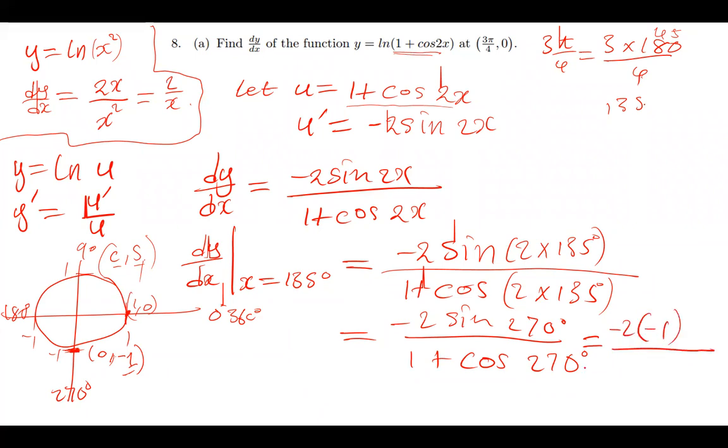Then everything divided by 1 plus cos 270, which corresponds to 0. So cos 270 is simply 0. So -2 times -1 will give us +2. Divide by 1, the answer will still be +2. So this is the answer that you were supposed to find.